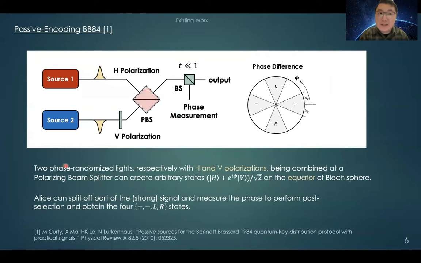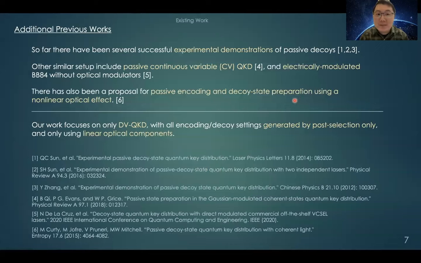A very similar setup is passive encoding BB84, where instead of sending signals in the same mode, we have H and V polarizations on the two arms. Because those two arms have a random phase between them, we're creating states on the equator of the Bloch sphere. Of course, Alice can again split off that classical signal and measure the phase. Depending on her measurement, she can perform post-selection and select the four slices of L, R, plus and minus states, which can be used for BB84.